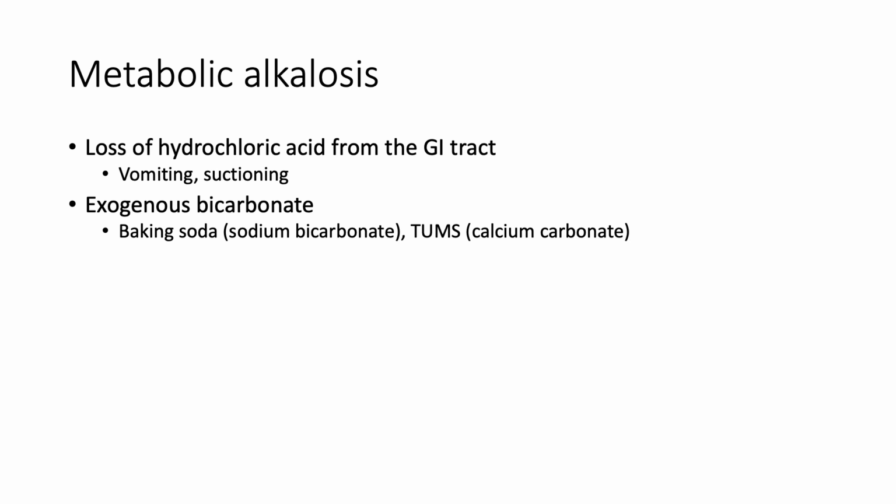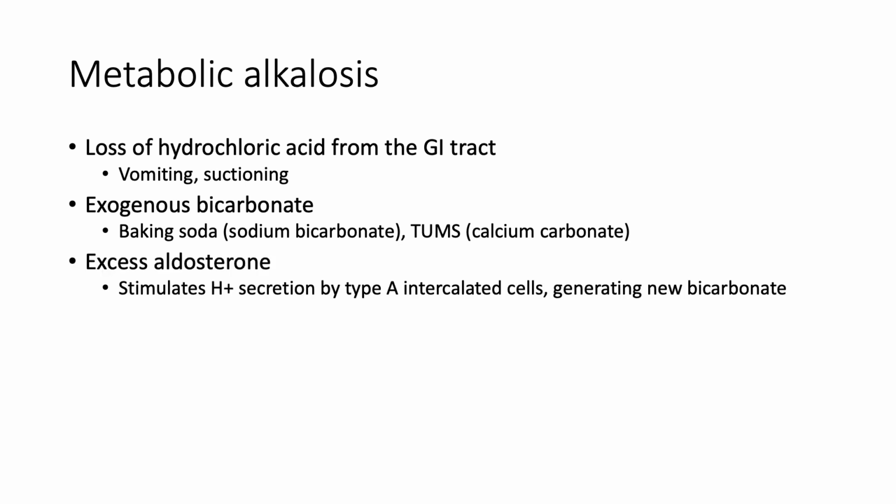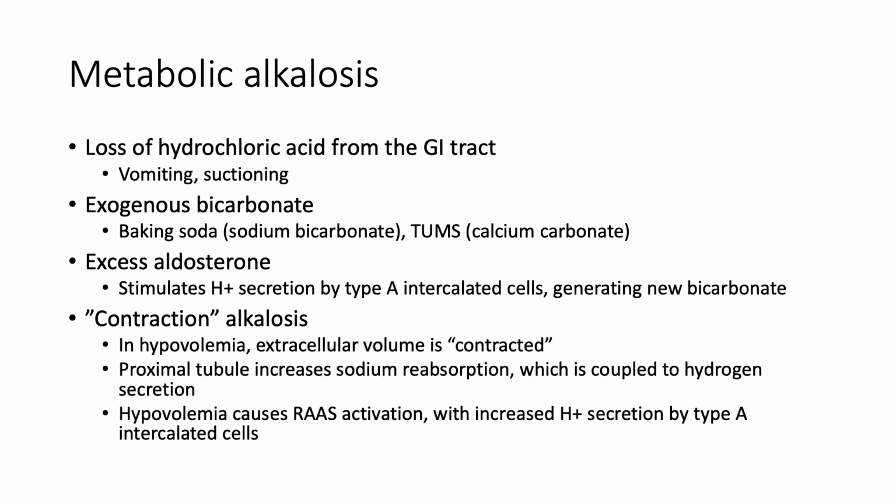It can also be from exogenous bicarbonate, so patients who have been taking way too many Tums will develop a metabolic alkalosis. And then also anything that causes an excess in aldosterone activity, that's going to stimulate proton secretion by type A intercalated cells and generate new bicarbonate, which will increase your pH. And then there's also something called a contraction alkalosis.